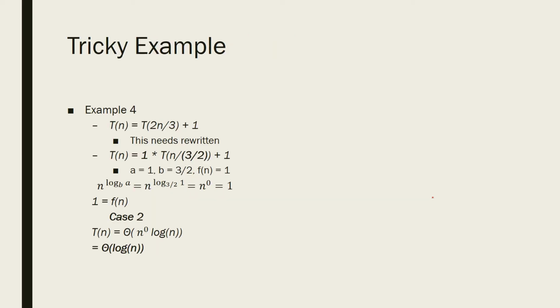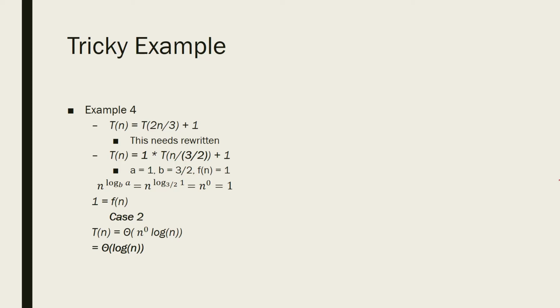Here's our last example. This is going to be a little bit trickier. We have T of n equals T of 2n divided by 3 plus 1. Now remember, we need to rewrite this in the form of a times T of n over b plus some f of n. So if we rewrite this as 1 times T of n divided by 3 halves plus 1, we have our a as 1, our b as 3 halves, not 3, and then our f of n equals 1. Or if we wanted to put it in terms of n, it would be n to the 0.